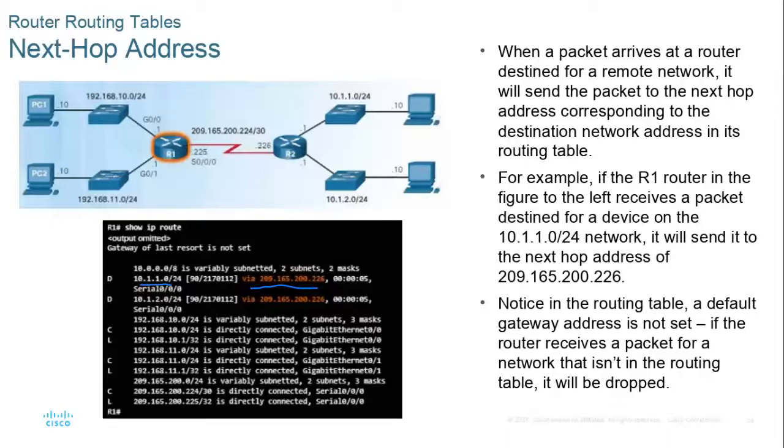Now, again, in this routing table, the default gateway address has not been set. The default network has not been specified. So if this router receives a packet for a network that's not in the routing table, not in any one of these specific entries, the packet would be dropped.